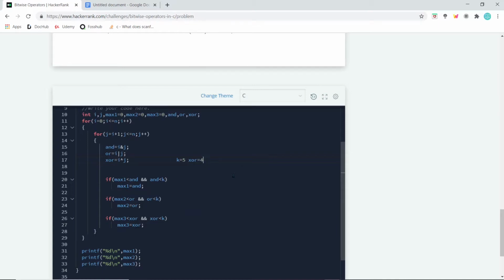So our result will be currently the value of maximum 1 will be 3. We supposed that the value of AND is 3, and maximum 2 will be 4, and we have maximum 3 is also equal to 4.